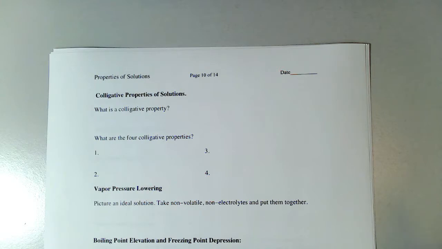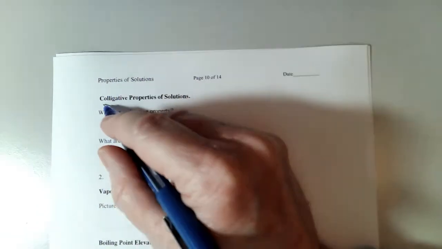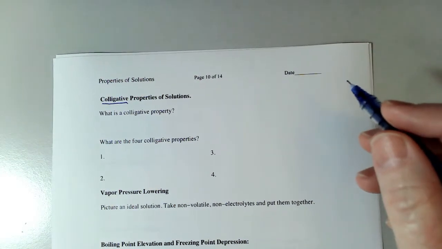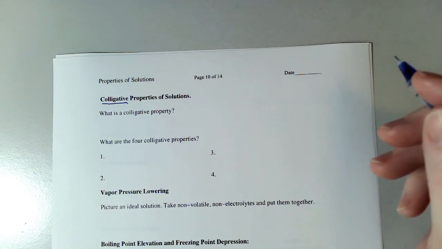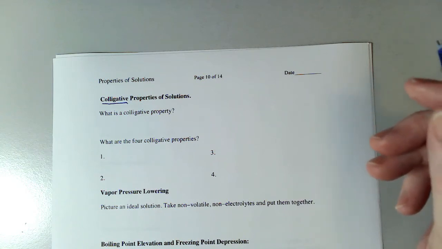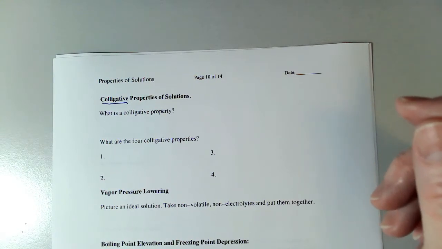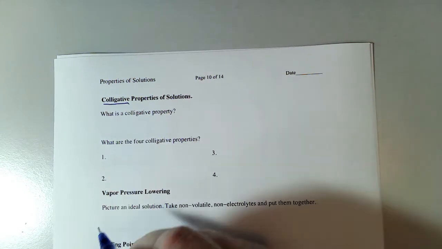And today we're talking about something called colligative properties. Now the word colligative comes from a root colligare, which means to bind together or to hold together. And it is actually the source of the name for Colgate toothpaste. It helps keep your teeth together. So, what is a colligative property?